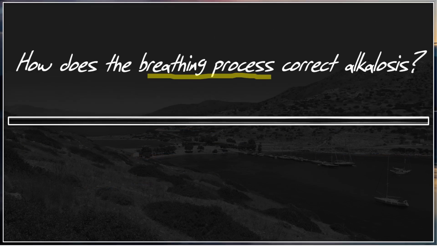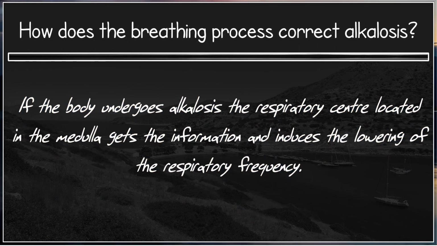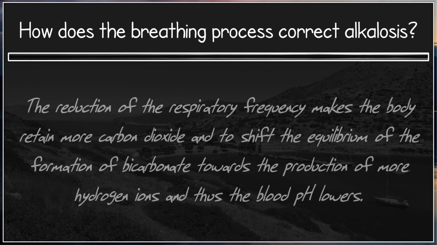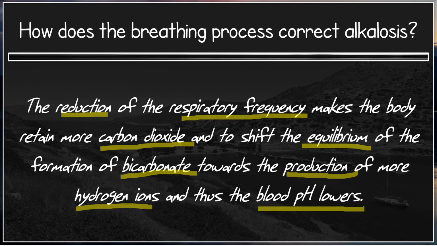How does the breathing process correct alkalosis? If the body undergoes alkalosis, the respiratory center located in the medulla gets the information and induces a lowering of the respiratory frequency. The reduction makes the body retain more carbon dioxide, shifting the equilibrium of the formation of bicarbonate towards the production of more hydrogen ions, and thus the pH is lowered.